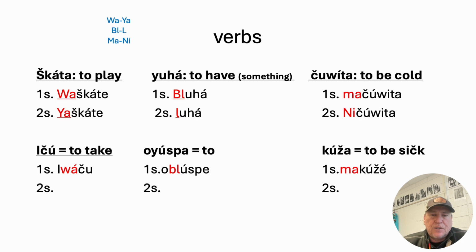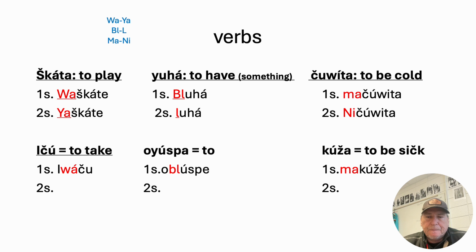Okay, for yuha, to have something, first person form, we got to use a BL to make that into "I do the verb." So it becomes beluha. Okay, the Y is gone. The BL is taking its place. Beluha. Okay, if we follow that rule, when it's BL for "I," it's L for "you." Switch them out. Luha. Okay, so you have it. The first person form, you should automatically know the second one.